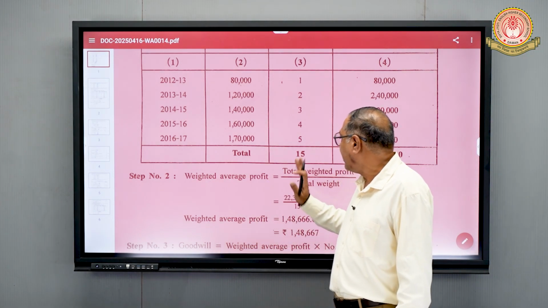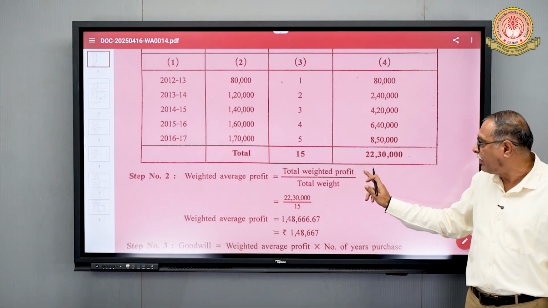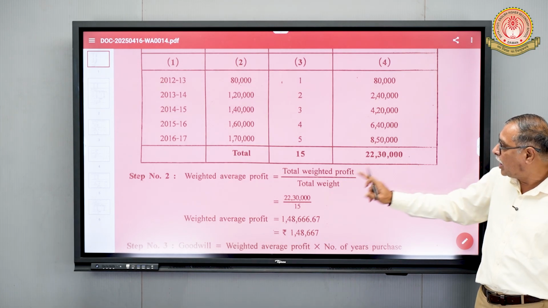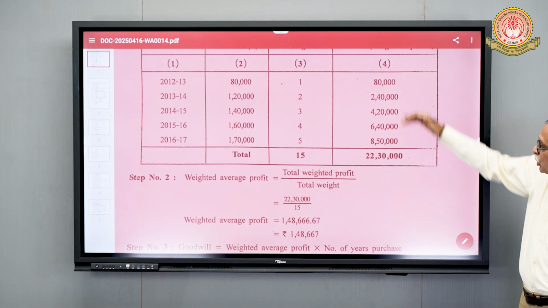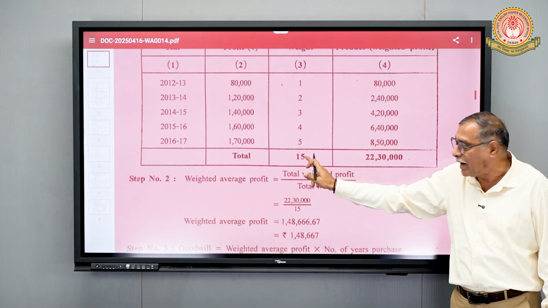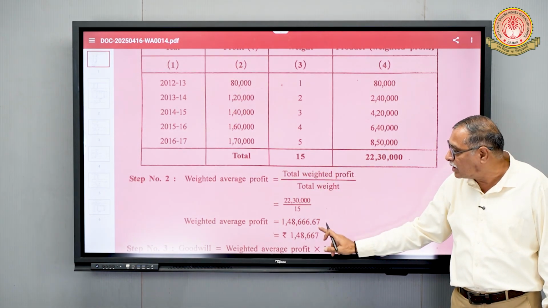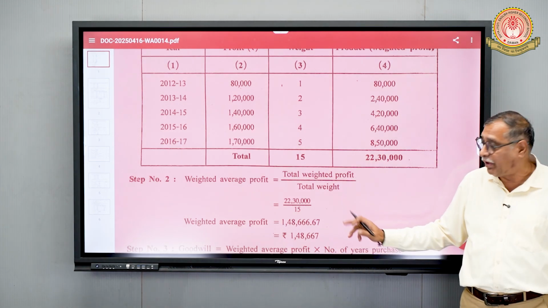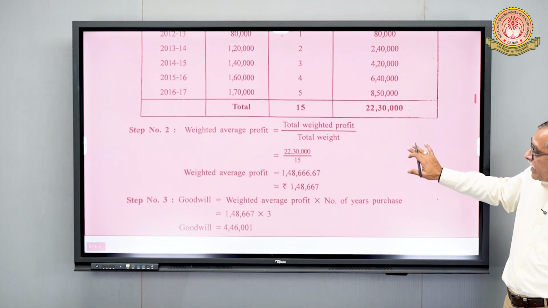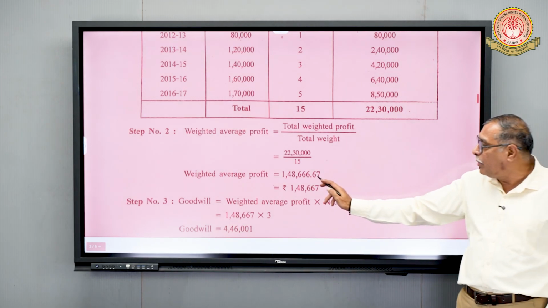Weighted average profit is total weighted profit, that means this total upon total weight, which is this 15. So you have to take this total divided by total weight, that is 15. So you will get the weighted average profit. This is called weighted average profit, right? When you see the weighted average profit, it is coming in points.